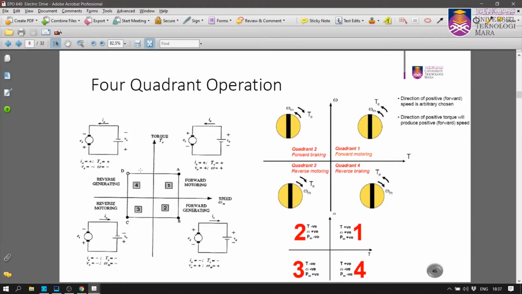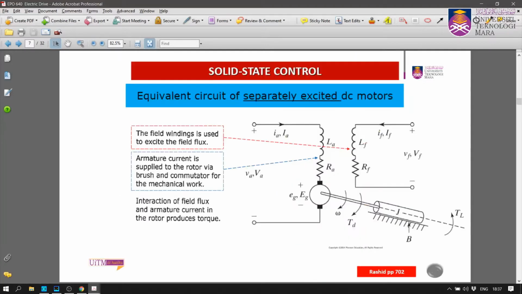Okay, right. So next, solid state control. Again, you can refer to Rashid's book. If you can find a PDF, go and find a PDF. If not, go and look into the library. Right, Harun Rashid. His name is Harun Rashid. So if you talk about edition 4, this is the 4th edition. Alright, so it should be on page 702. Rashid 702. So if you go there, then you can find this equation.